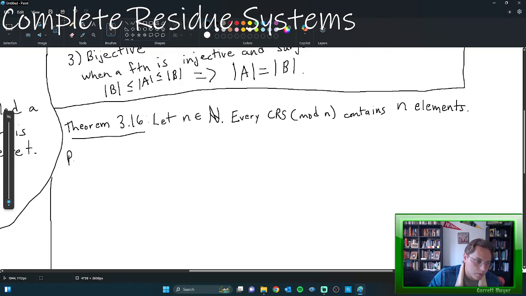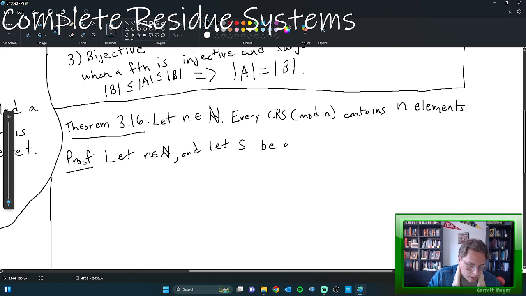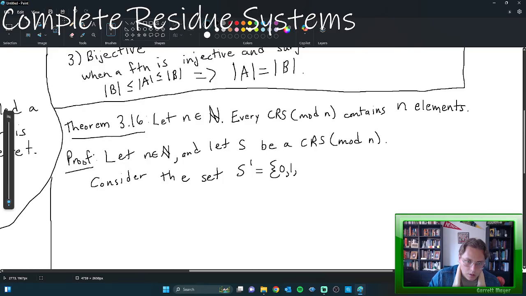And then for our proof, we're just going to start by defining n. Let n be a natural number, and let S be a complete residue system mod n. Then consider the set, which is actually the canonical CRS that we're going to define here. Consider the set S prime equals this, n minus 1.